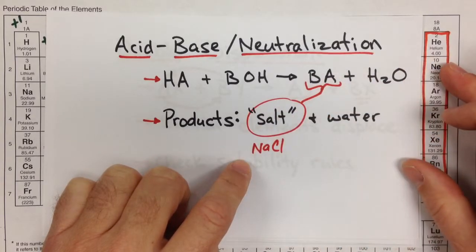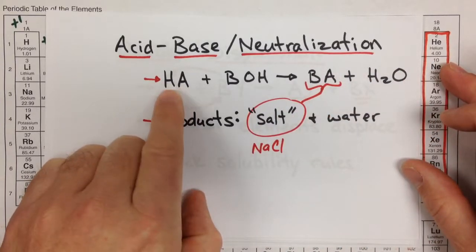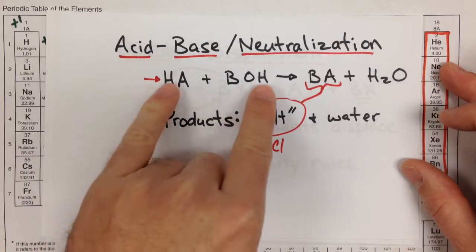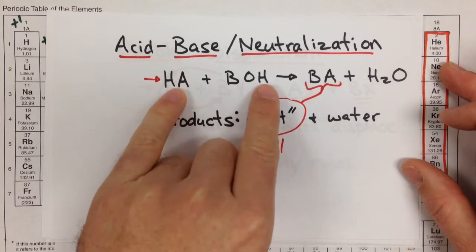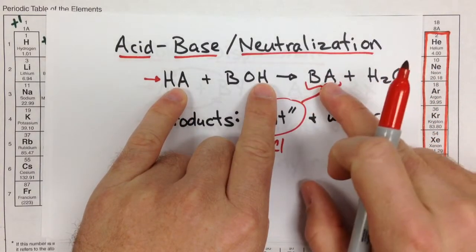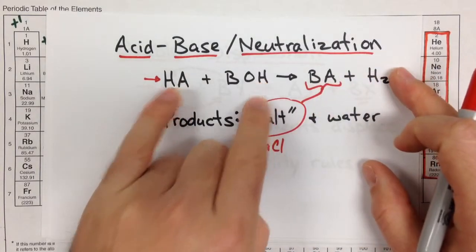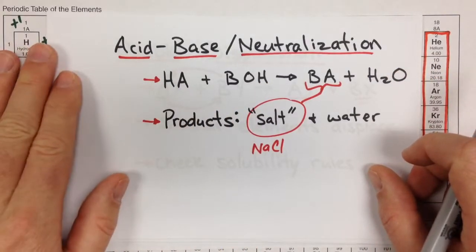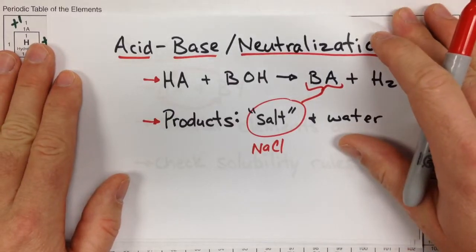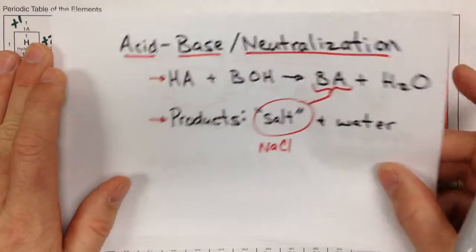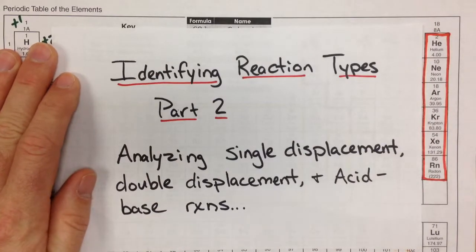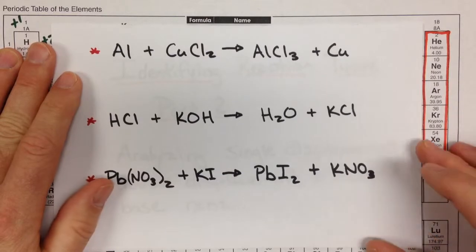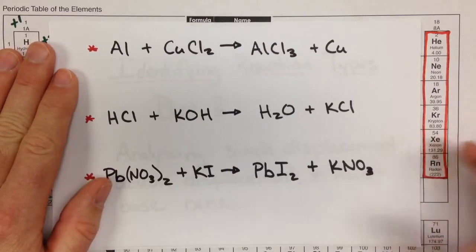Now, this is a pretty strict reaction because you have to have a leading hydrogen and you have to have a following hydroxide as a reactant. And in that, you will always form some sort of salt and you will always form water. So acid-base or neutralization reactions are relatively simple and straightforward to identify the reaction type of. So without further ado, let's go ahead and see if we can identify a few reaction types. And here's my list of examples for you in this video.